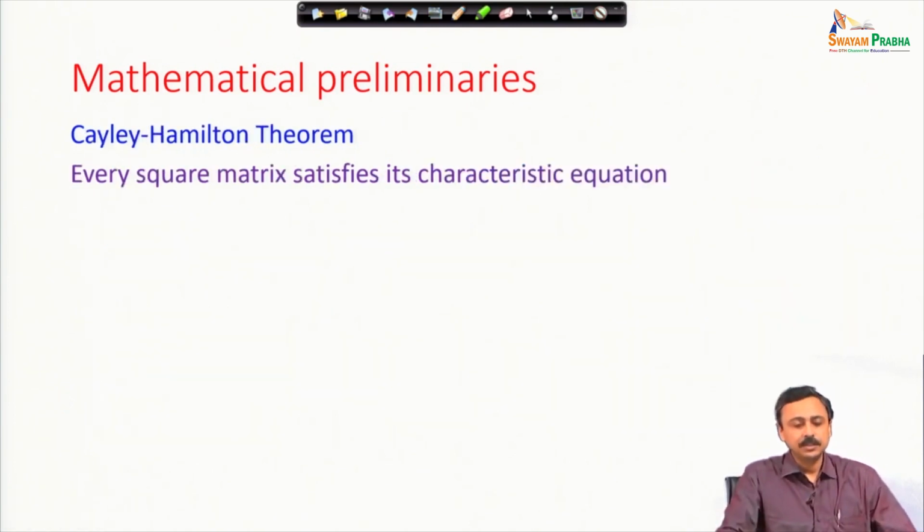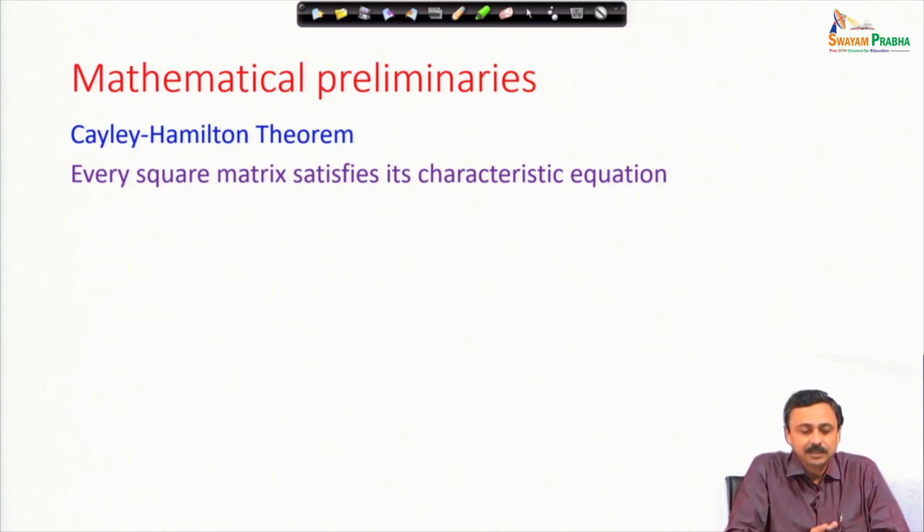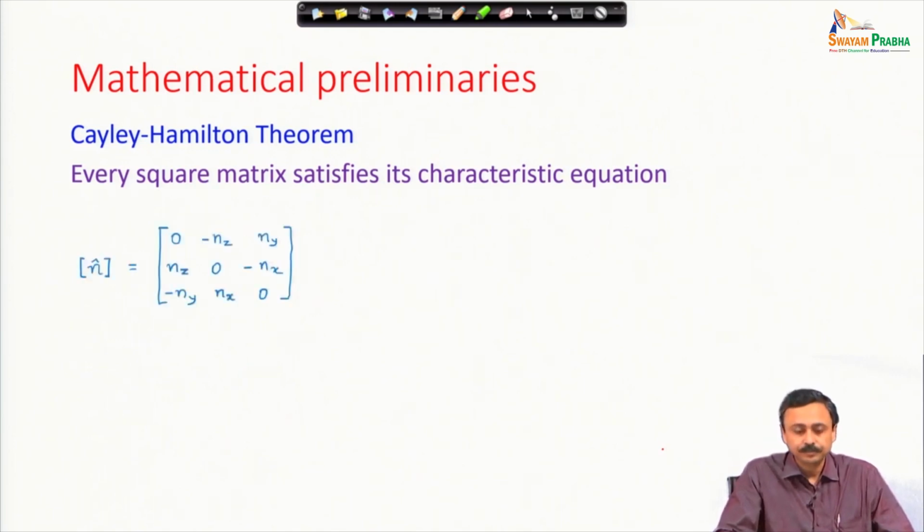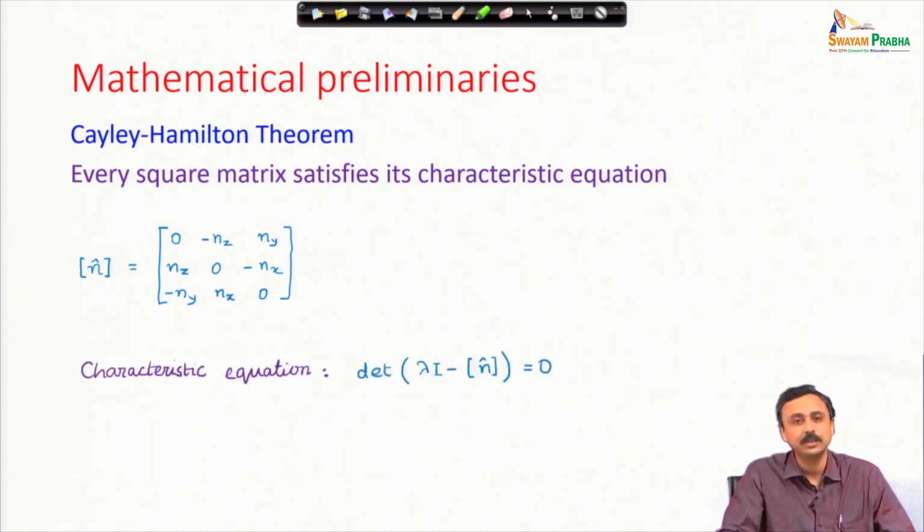Next, we discuss a very important theorem known as the Cayley-Hamilton theorem. This says that every square matrix satisfies its characteristic equation. Now, characteristic equation, where does it come? It comes in the eigenvalue problem. Suppose I have this matrix n, Rodrigues form of the vector n, which is matrix n. What is the characteristic equation? I define the eigenvalue problem, lambda I minus the matrix, determinant of that must be 0.